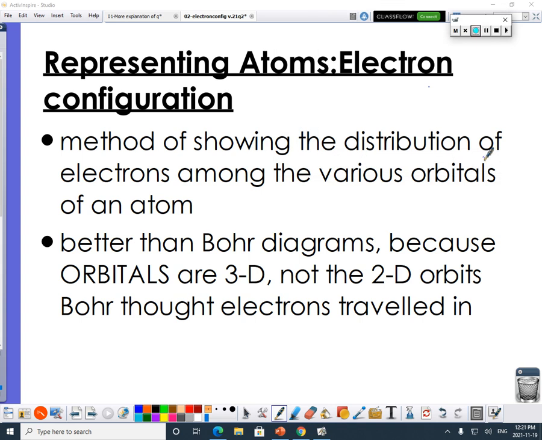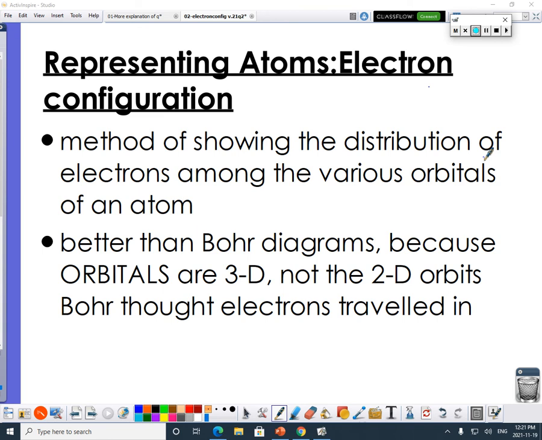Okay, so there are two types of representations we're going to do today, and they basically follow the same pattern. I could have shown you how to do energy level diagrams first or electron configuration. It really doesn't matter. We are going to show the distribution of electrons. In these two ways, no longer do you need to show how many protons are in the nucleus or how many neutrons, because again, for chemistry, electrons are where it's at. So we're going to stick to just electrons.